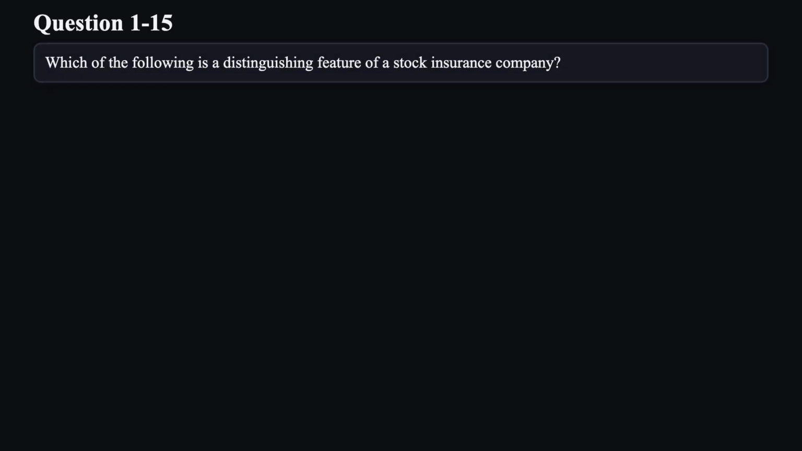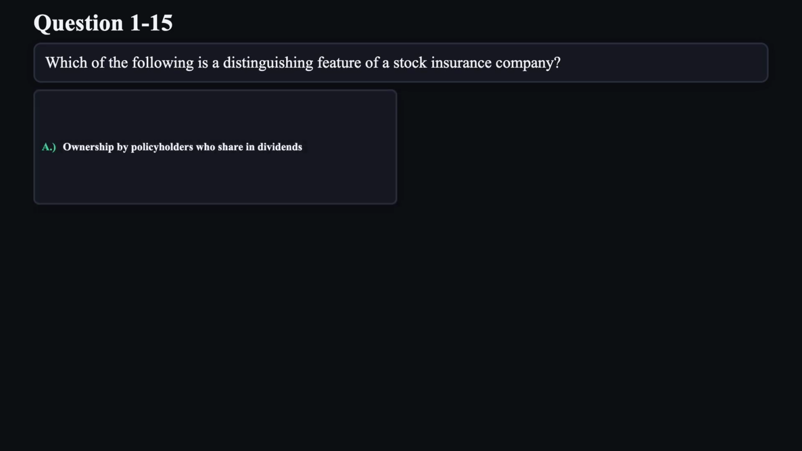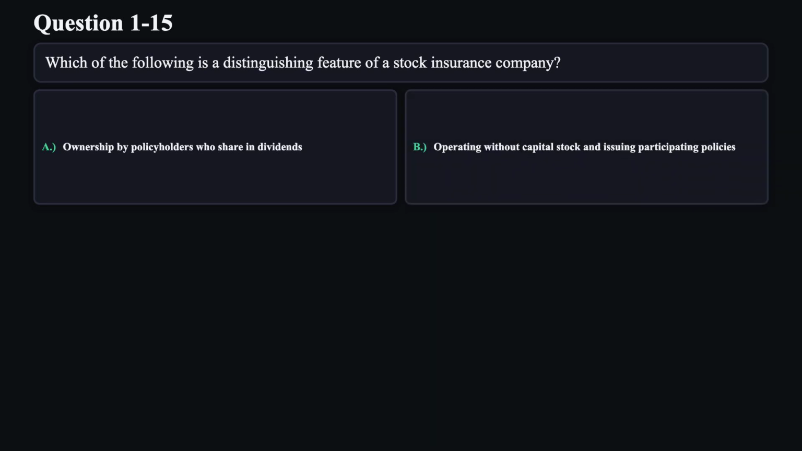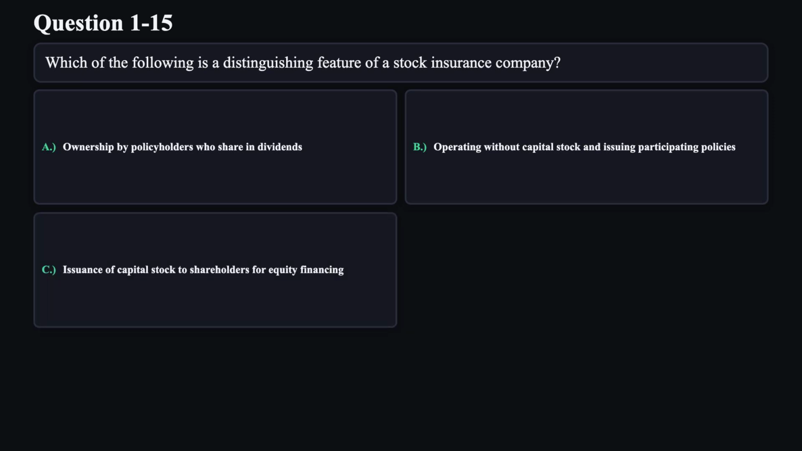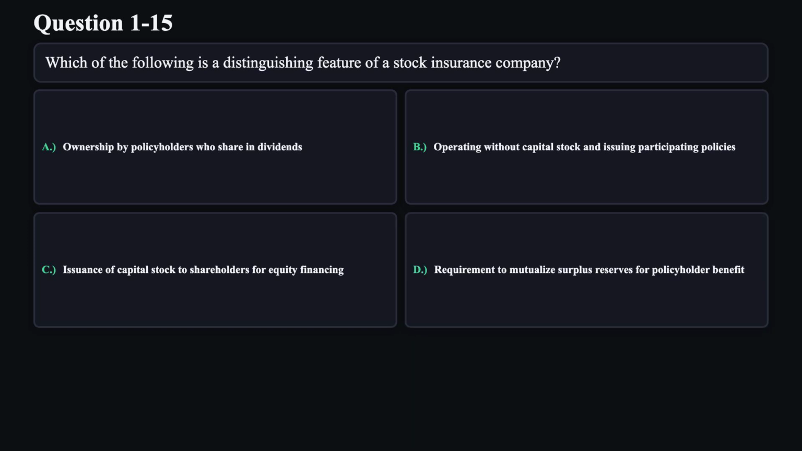Question 15. Which of the following is a distinguishing feature of a stock insurance company? A. Ownership by policyholders who share in dividends. B. Operating without capital stock and issuing participating policies. C. Issuance of capital stock to shareholders for equity financing. D. Requirement to mutualize surplus reserves for policyholder benefit.